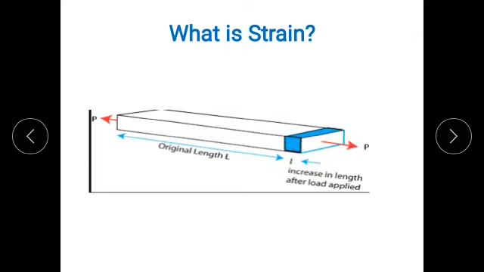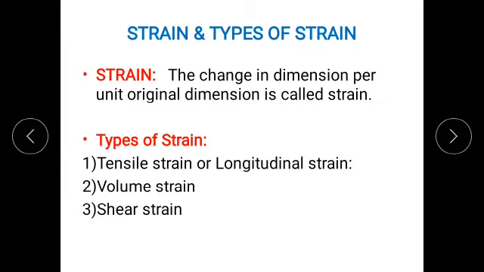And when we find the change in dimension per unit original dimension, that ratio is called strain. See here, which dimension changes? It is the length that changes. Therefore, the ratio of the change in dimension to the original dimension is called strain. And strain is the ratio of two similar quantities, and therefore it has no unit.